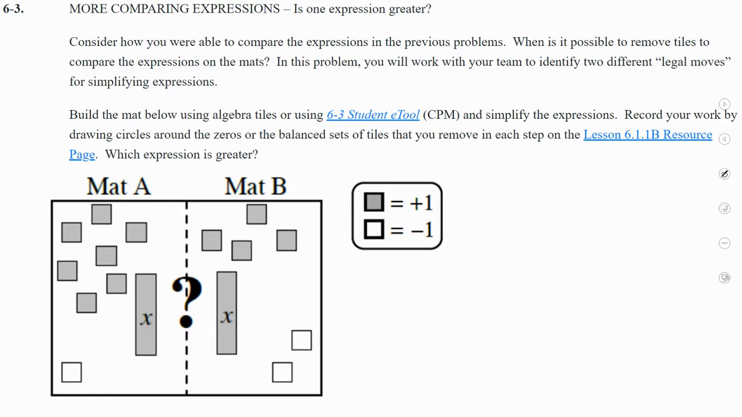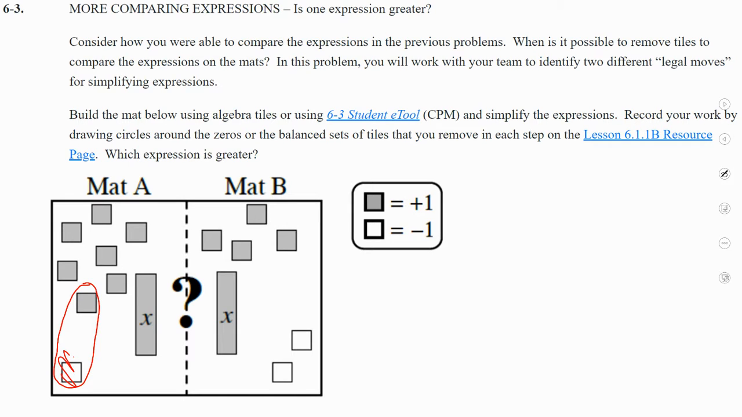But what I like to look for personally first is I like to look for 0 pairs. And what kind of 0 pairs can I make so I don't even have to worry about those? So if I look at mat A, I only have the one x, so I have nothing to 0 pair with it. If I look at my integer tiles here of the positive 1s and negative 1s, I can make 1 0 pair here. I can take one of the positive 1s and partner it with a -1.